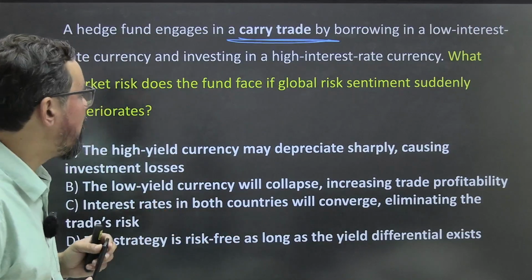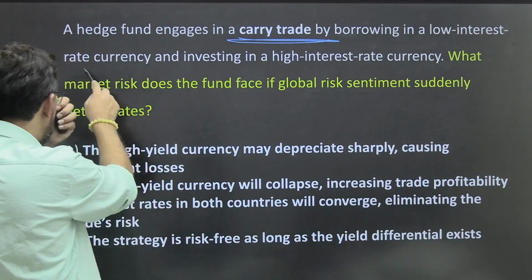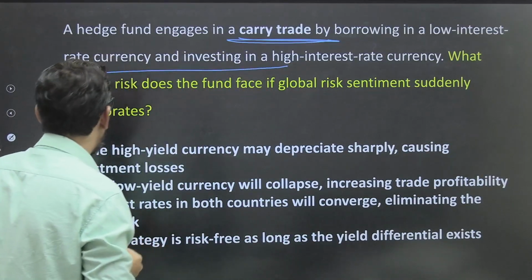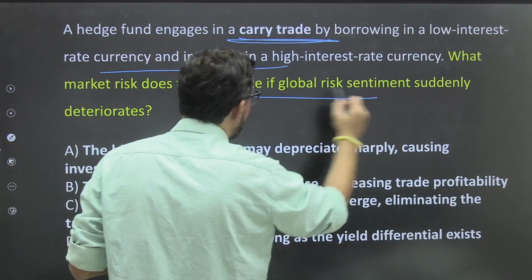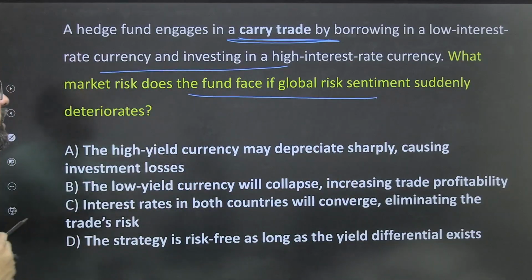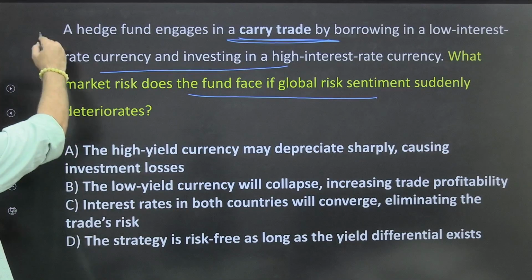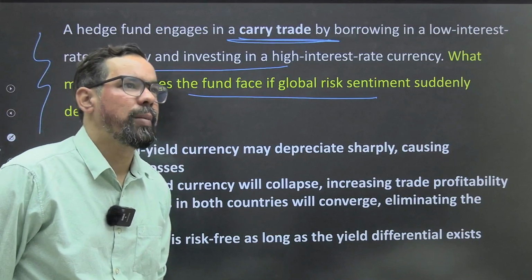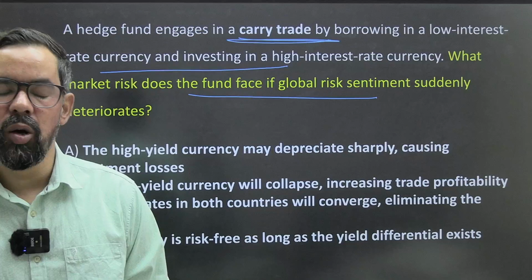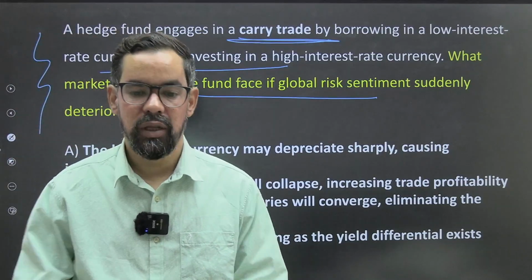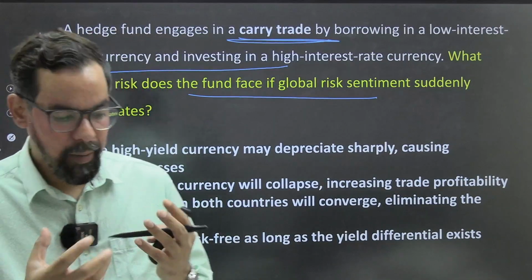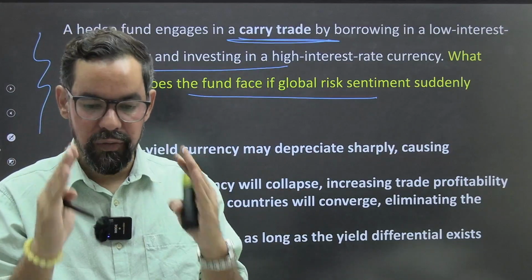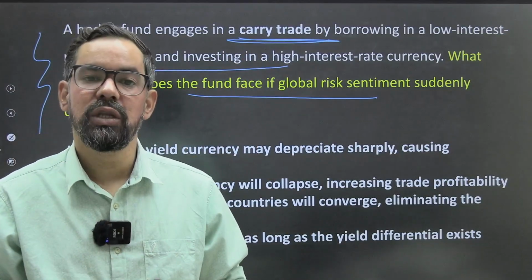By borrowing at a low interest currency rate and investing in a high interest currency, what market risk does the fund face if global risk sentiment suddenly deteriorates? Okay, so what could happen? What happens in this particular case? Let's say you have an open position in INR, so let's say in USD INR, or you feel that in the coming time, or let's assume there is a US investor who has a long position in USD INR.